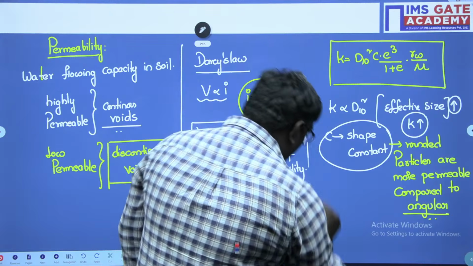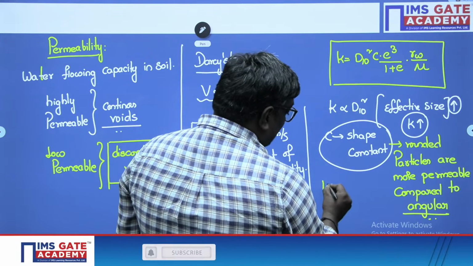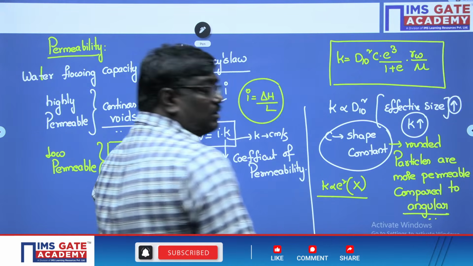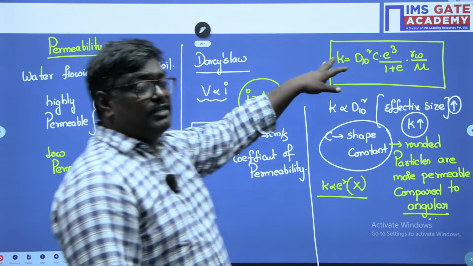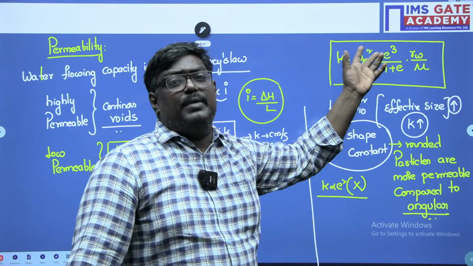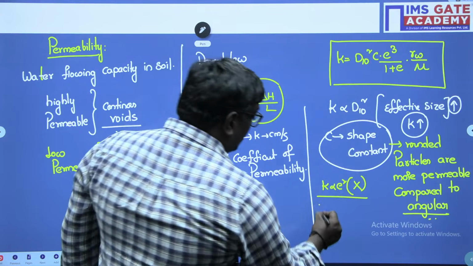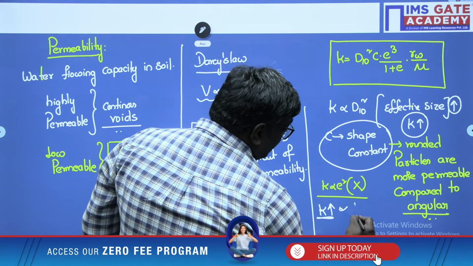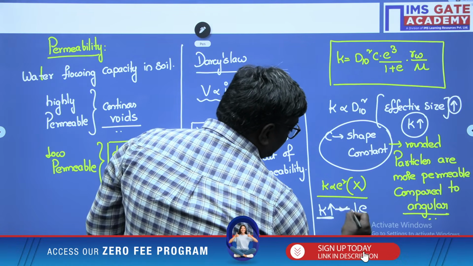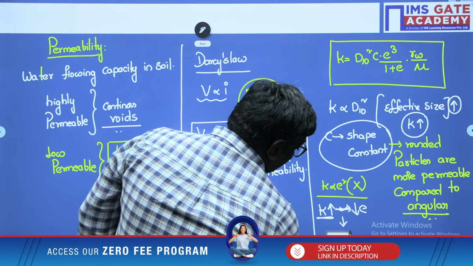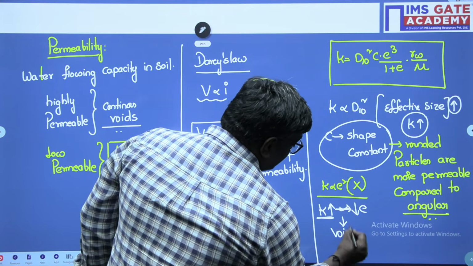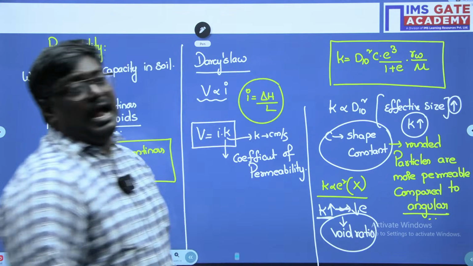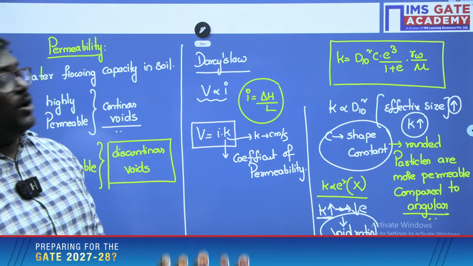Now, by looking into the equation, sir, you can say K is proportional to e square. But this assumption is wrong, sir. Actually, by looking into the equation, you will see that void ratio more, permeability more. But that is wrong. Okay, permeability increases with a decrease in void ratio. You should remember this. So permeability is inversely proportional to void ratio. That is the reason permeability will be less in fine grained soils.